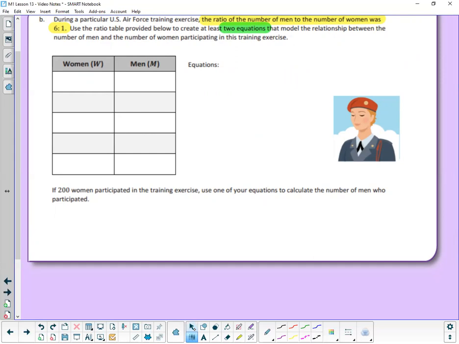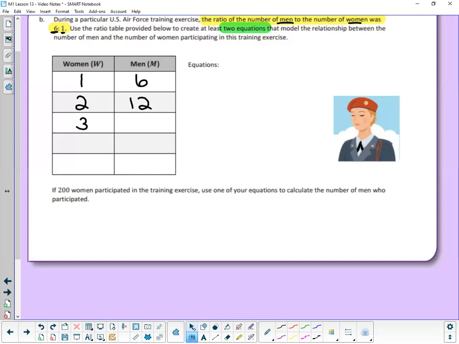Now look, you got to read these carefully because I don't think they're trying to trick you, but they haven't made it easy. Look what they did in their ratio table. The left column is women, the right column is men. But in my ratio, they put men first, women second. So notice my first number is 6, which is men, and the second number, 1, represents the number of women. So here, I've got to make sure that I go, for every 1 woman, there are 6 men, which means if I have 2 women, we have 12 men.